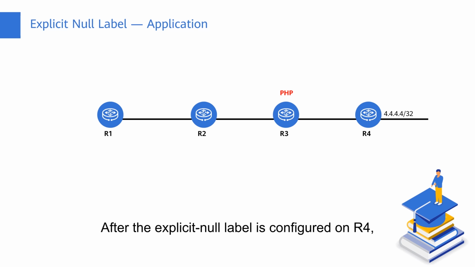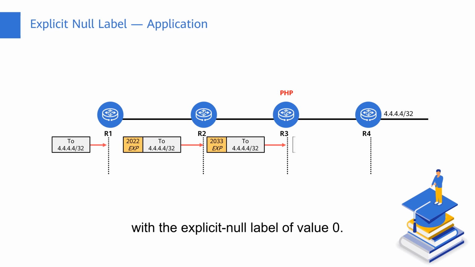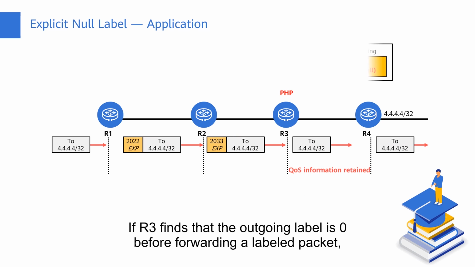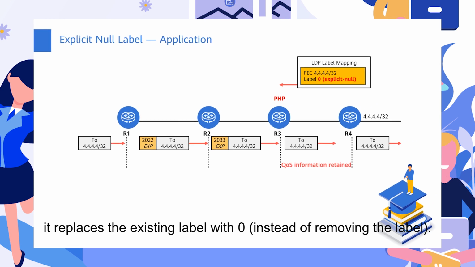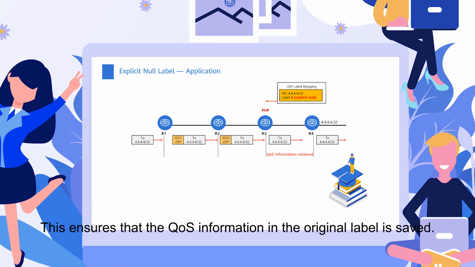After the explicit null label is configured on R4, R4 advertises the label mapping for FEC 4.4.4.4/32 to the upstream R3 with the explicit null label of value 0. If R3 finds that the outgoing label is 0 before forwarding a labeled packet, it replaces the existing label with 0 instead of removing the label. This ensures that the QoS information in the original label is saved.